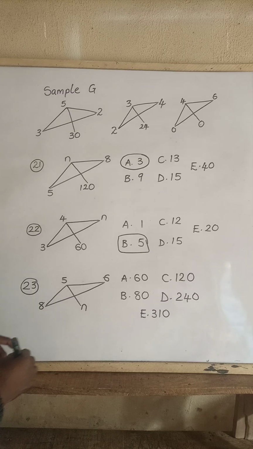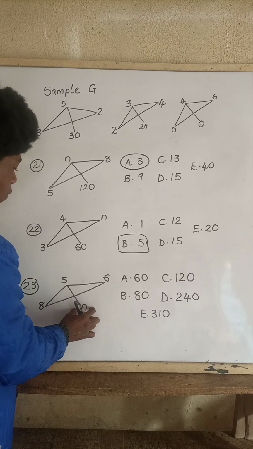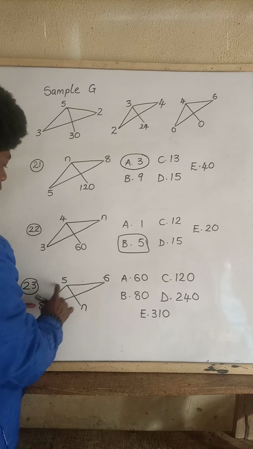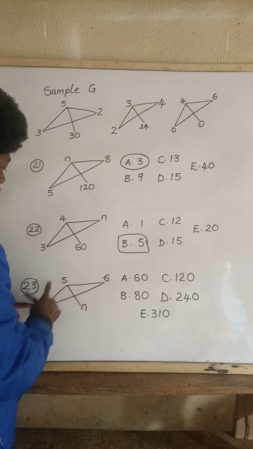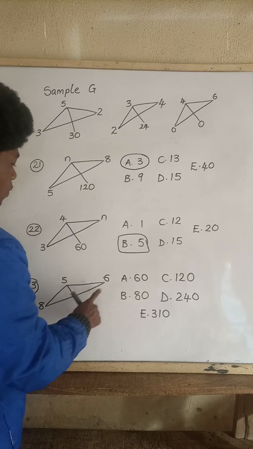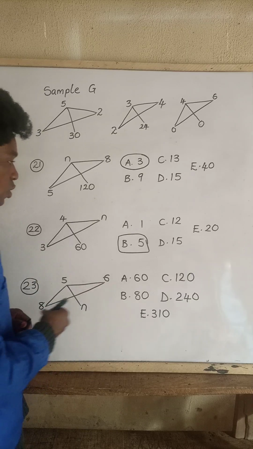We proceed to question number 23. In question number 23, this is the part that we are looking for. For us to obtain it, we multiply these 3 numbers that we have here, which is 8 times 5 will give us 40. 40 times 6 will give us 240.